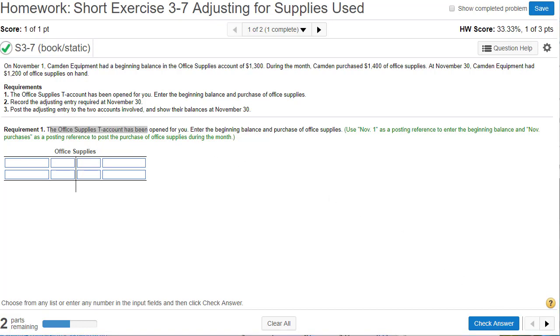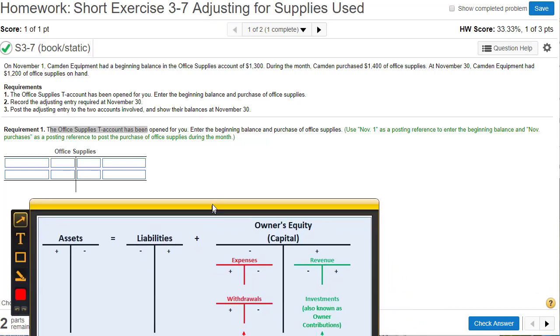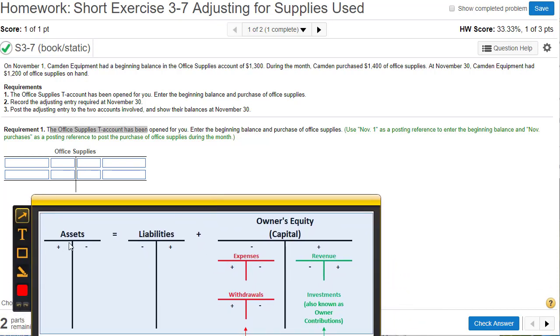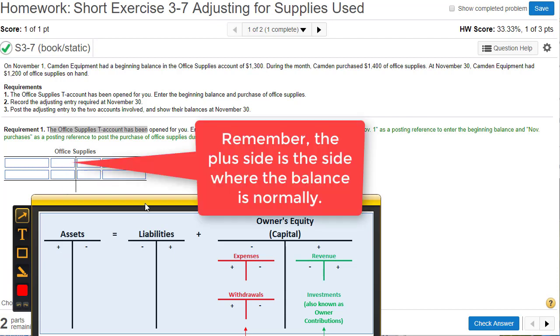So our first task is we have to figure out what type of an account office supplies is. Once we figure out what the type of account it is, then we can figure out the plus side and minus side. So office supplies have a future value, therefore they are an asset. And because they're an asset, the plus is on the left side, the minus is on the right side.